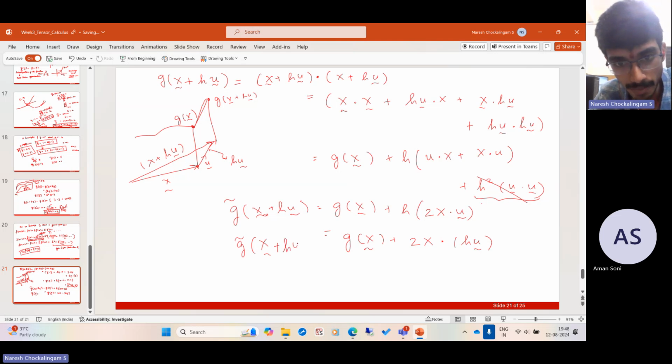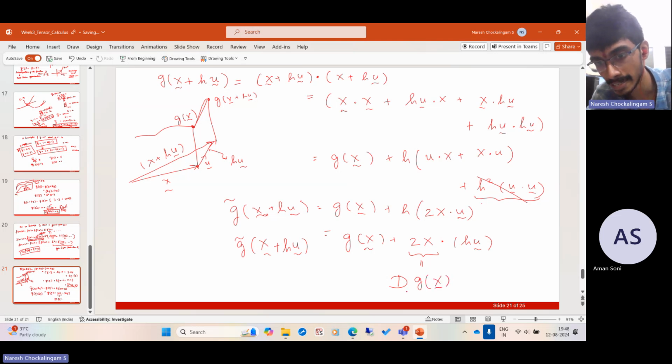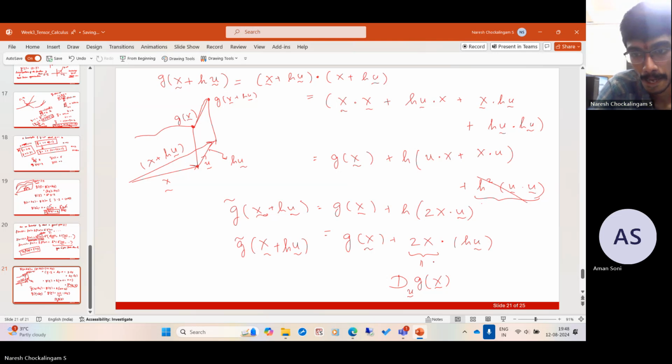So g of x plus hu is given as g of x plus a term that is proportional to hu. So what is this? This by definition is the directional derivative of the function g at the point x in the direction u. And this is basically the concept of linearization. This entire thing is the directional derivative.